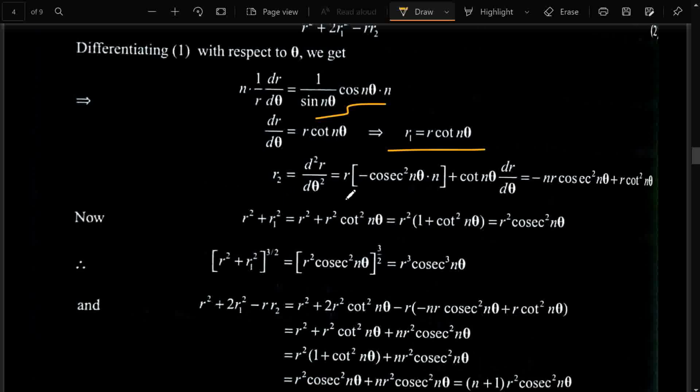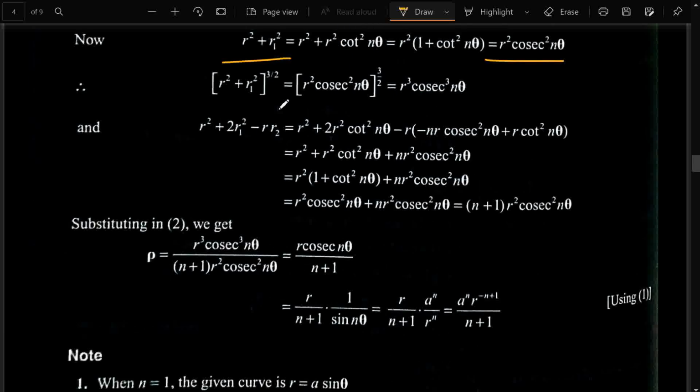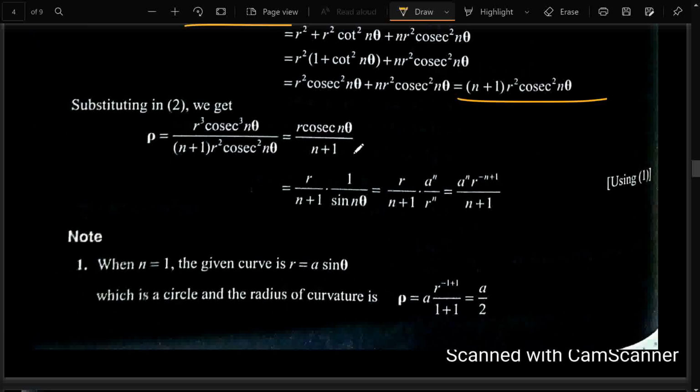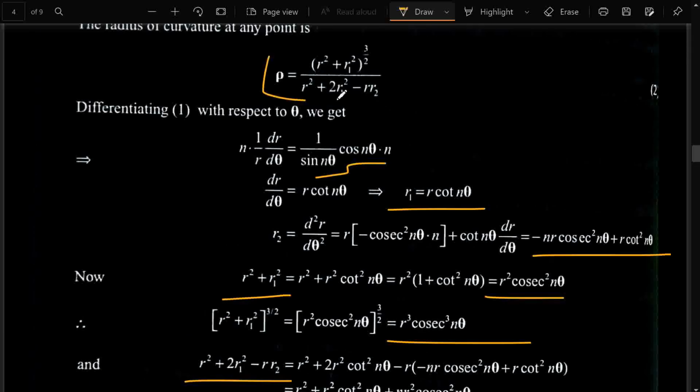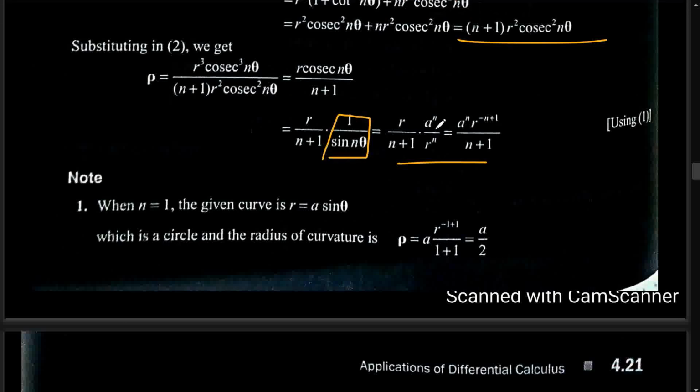Now for r2, take this as u and this as v. Apply the uv formula to differentiate another time, and you get r2. Now find r square plus r1 square and raise it to the power 3 by 2, and you get this. Then the denominator term, after simplification, you get this. Putting it in the formula, you get the radius of curvature. That's it. If you see here, sin n theta is replaced by a to the power n by r to the power n. Why? Because that's the given equation.